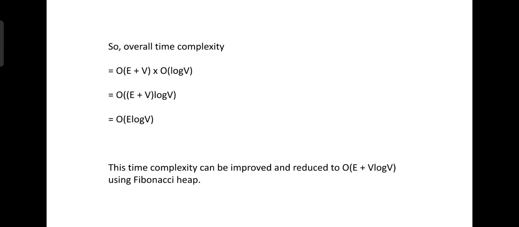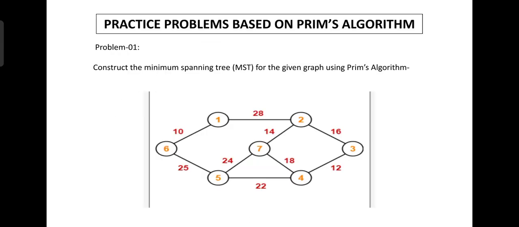So overall time complexity is equal to O((E + V) log V), which is O(E log V). This time complexity can be improved and reduced to O(E + V log V) using Fibonacci heap.